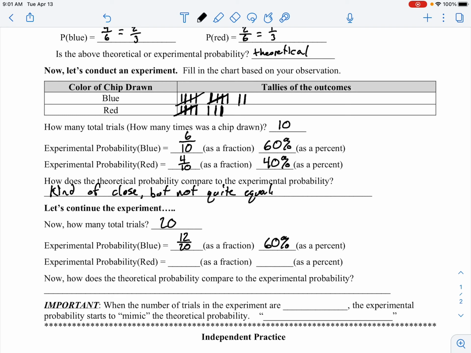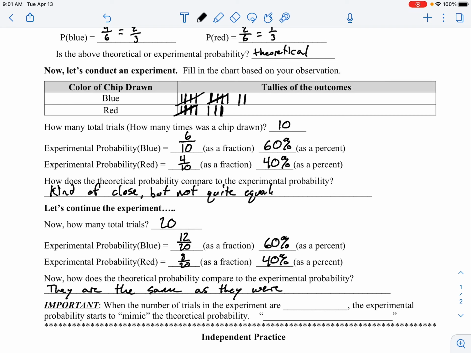We got the same experimental probability when we did more rounds of our experiment, which means we got 8 out of 20 for our red chips, which would still give us a 40%. Now, how do they compare? Well, we can see that they are the same as they were. So this is really rare.